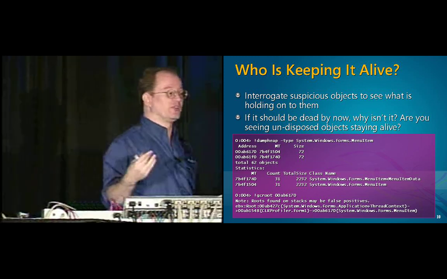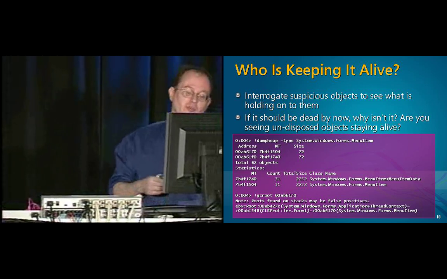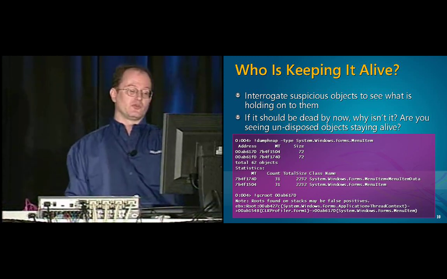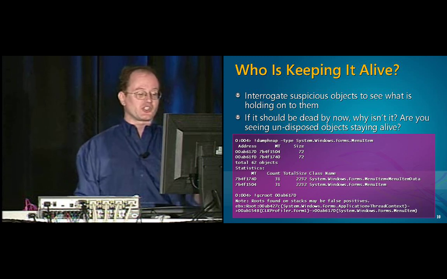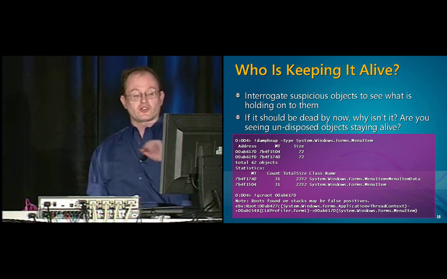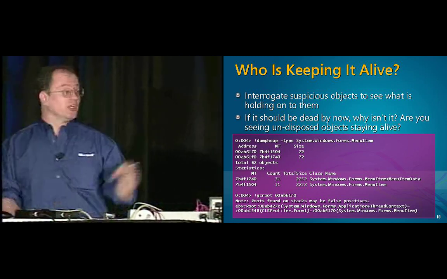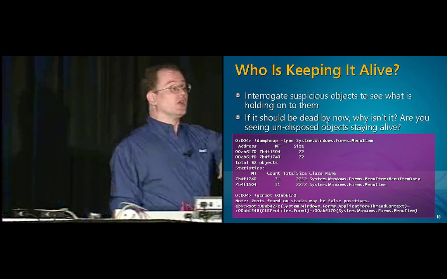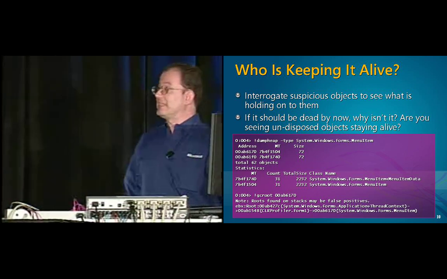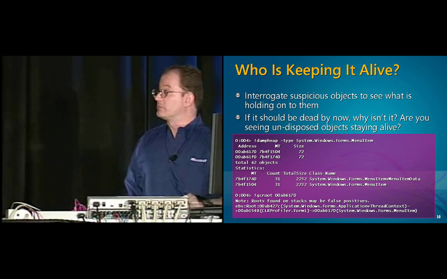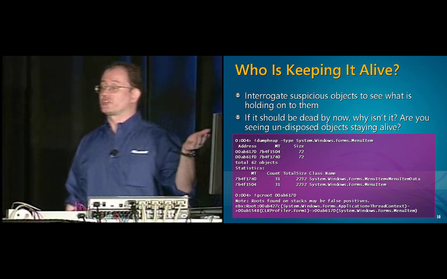So in this case, if we look at the EBX register on the processor, we'll find that it is pointing to the thread context for the application, which is in turn pointing to the form, which is in turn pointing to the menu item, which is a pretty healthy reason for a menu item to be alive. So that makes a whole lot of sense to us. If, on the other hand, this object was being leaked, and that link was not supposed to be there, that would be your smoking gun.